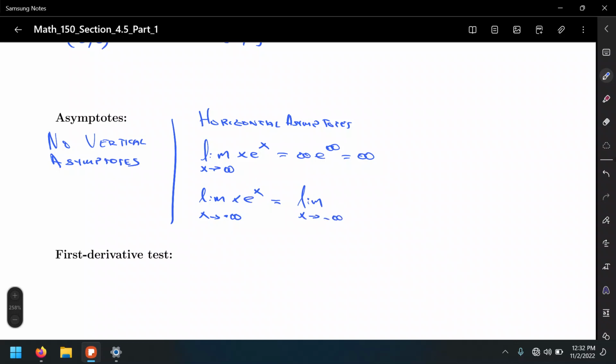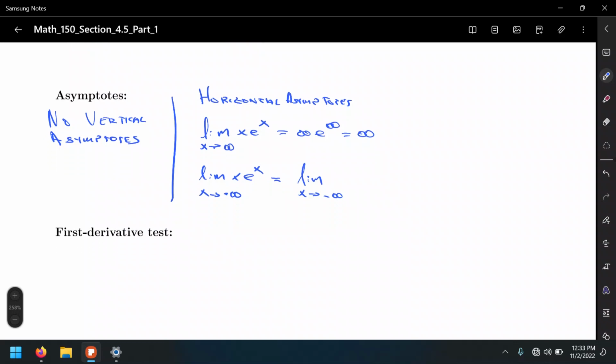However, check the original function. That function is not written as a quotient, so we can't take the derivative of the numerator and the derivative of the denominator, right? Well, how about we write x e to the x as x over e to the negative x? Does that look like a quotient function now, which is equivalent to the original function? All we do is send the exponential down to the denominator with the opposite sign. All right? So we can do L'Hopital's rule here.